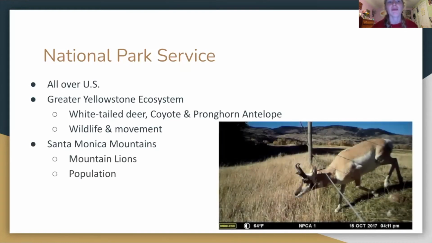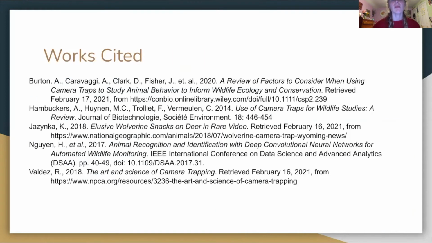Here's a camera trap photograph from the Greater Yellowstone ecosystem showing a pronghorn antelope actually leaving the park and going out onto farmland. So that is my presentation on camera traps. Hopefully you enjoyed it and learned something. And here's my works cited.